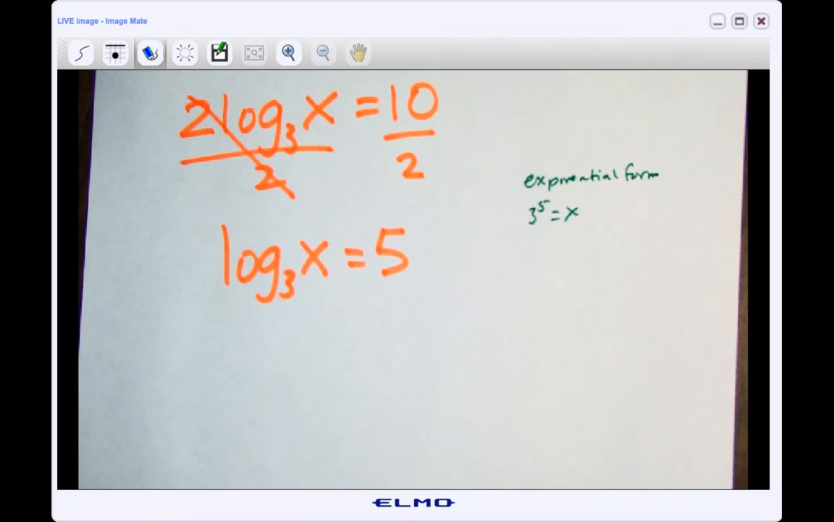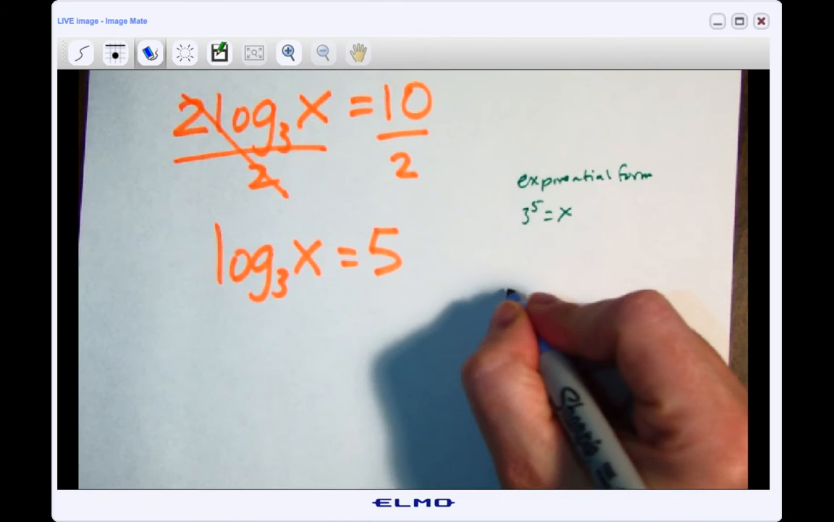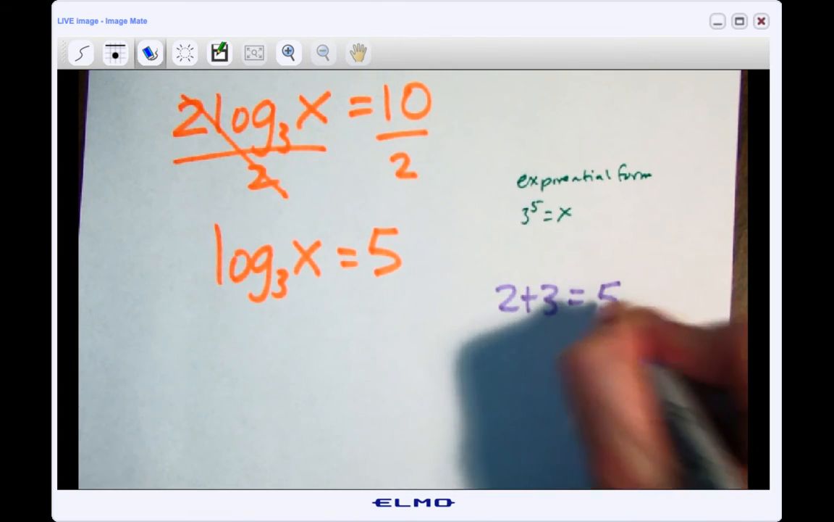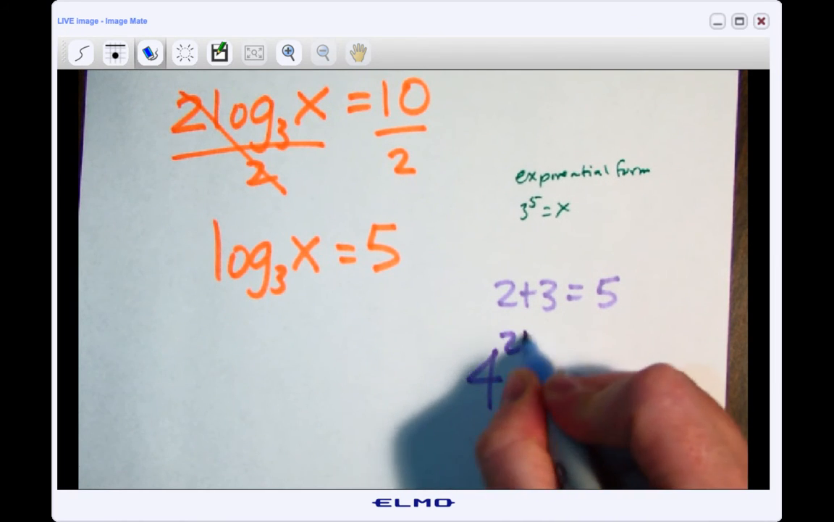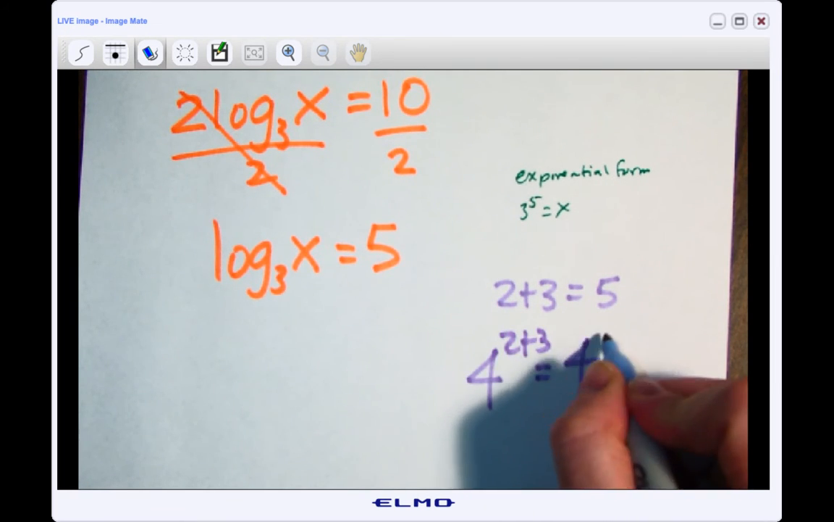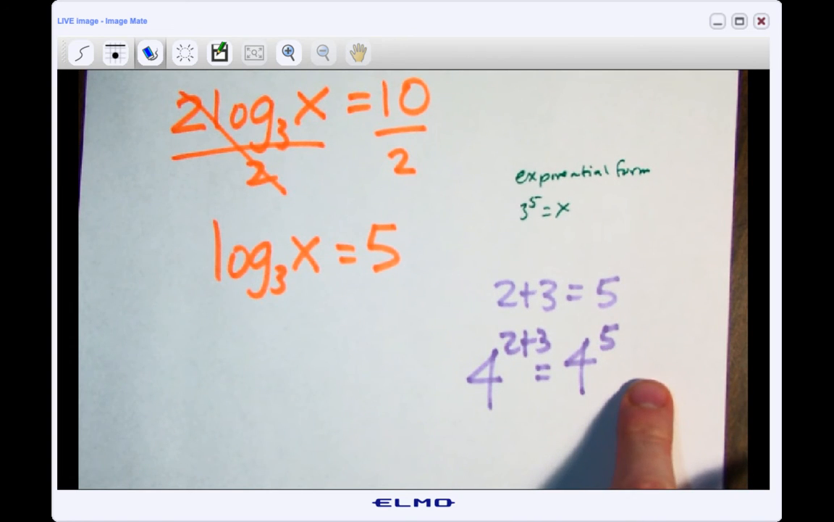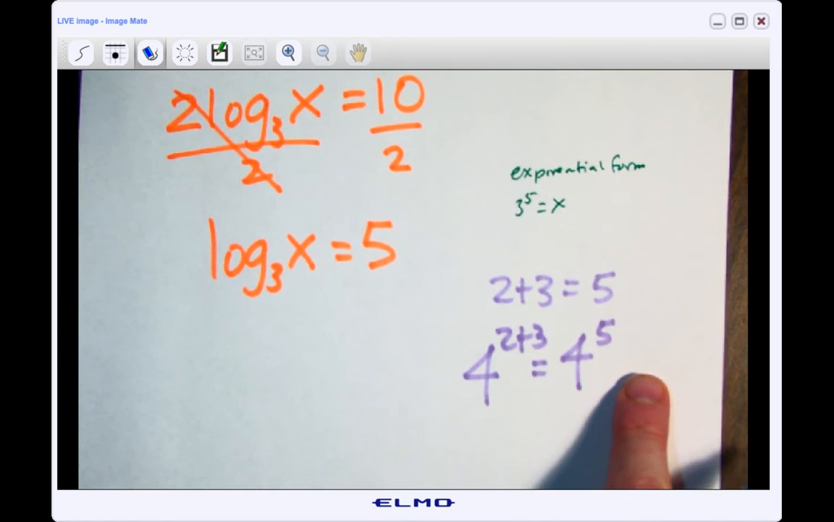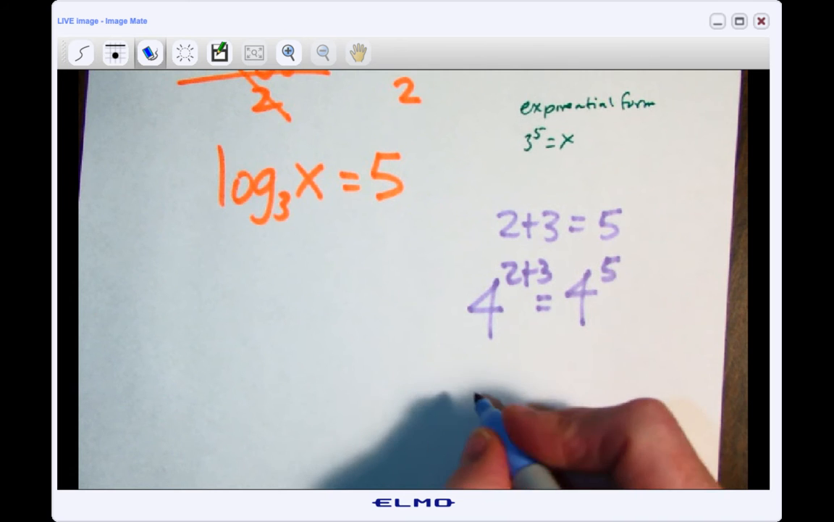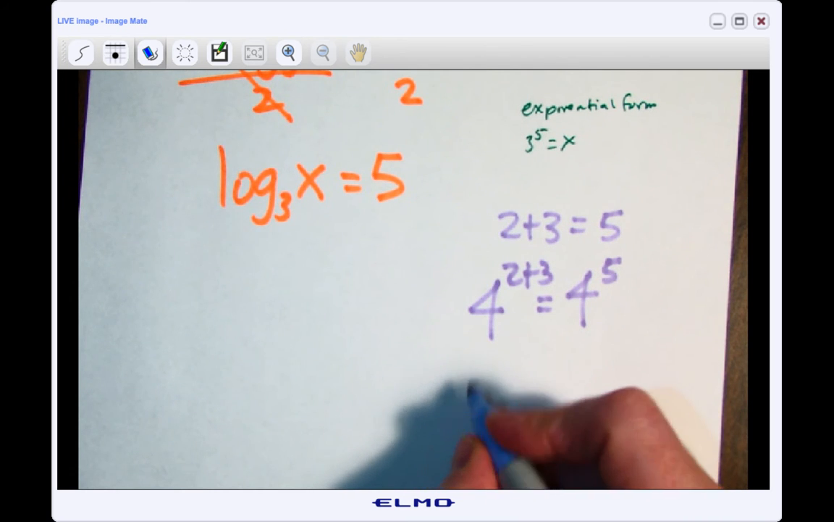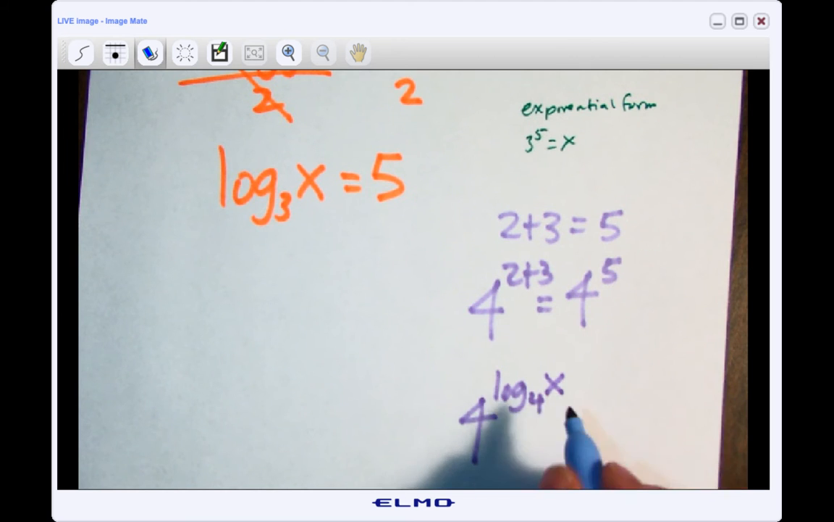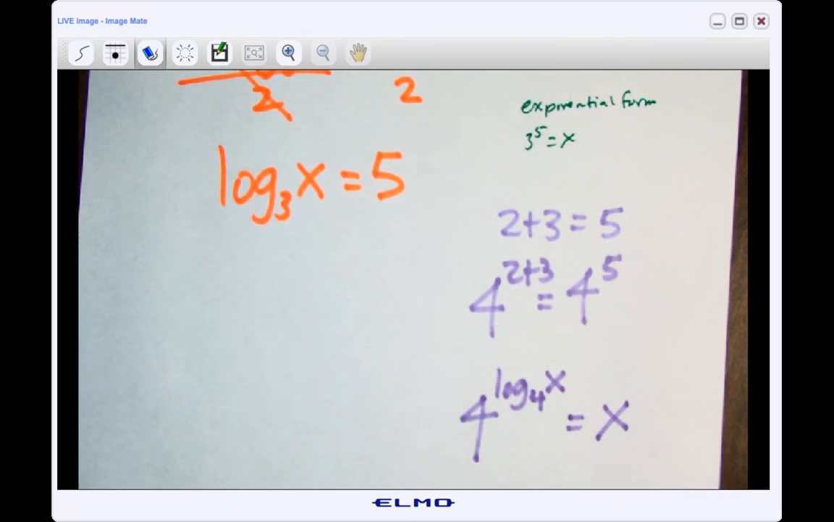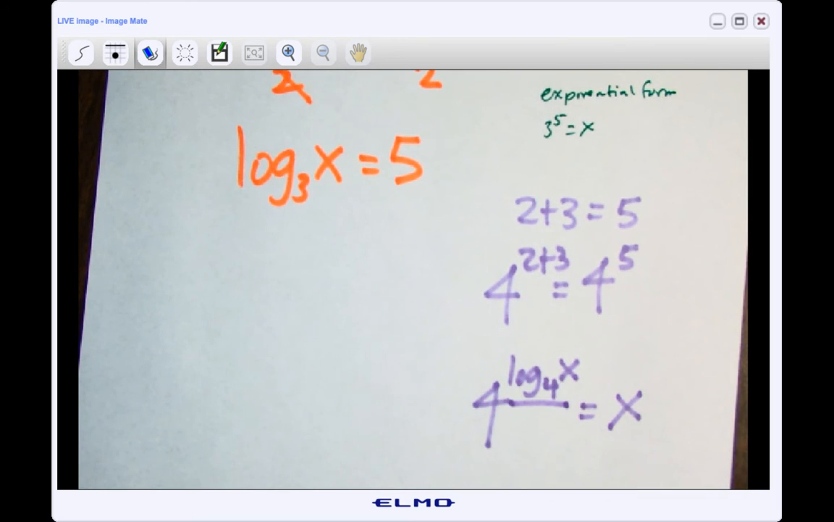Remember we said that if we have 2 plus 3 is equal to 5, then if I said 4 to the 2 plus 3, that would still be equal if I made this one 4 to the 5. Do you remember talking about that? And we talked about that if I had 4 to the log base 4 of x, this would actually be equal to x, because this guy says that I'm the value that you have to raise 4 to get x.